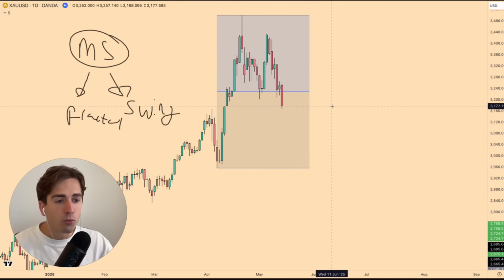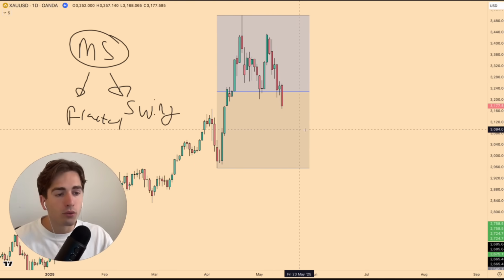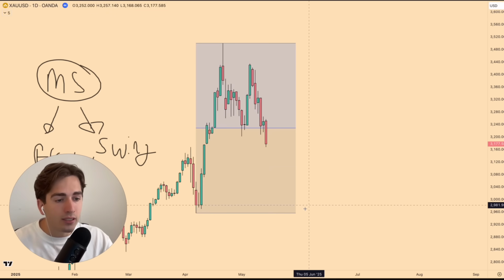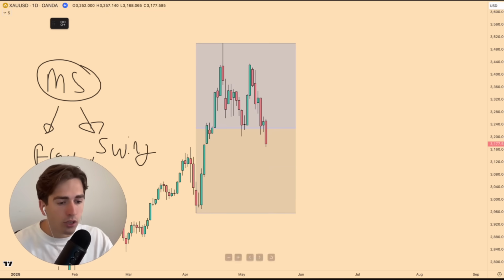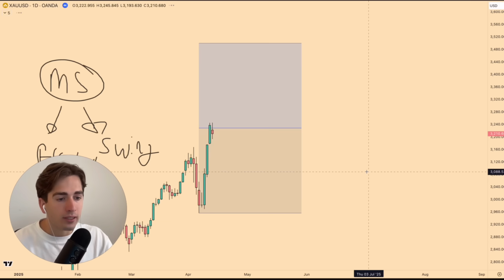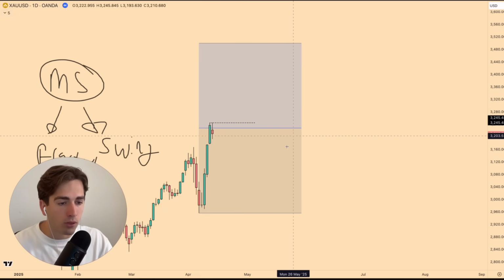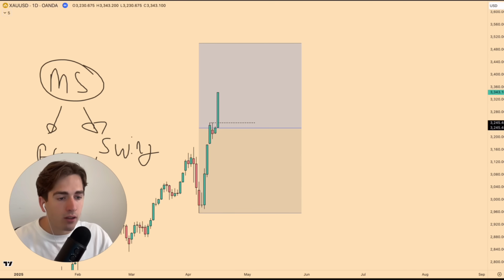Now, the second form of structure is a little bit more difficult, and it's called fractal structure. When we look at fractal structure, we look at the most recent market highs and lows. The easiest way to do this is like this. I want to mark out my overall high, which is, for example, over here. And then the high gets broken.